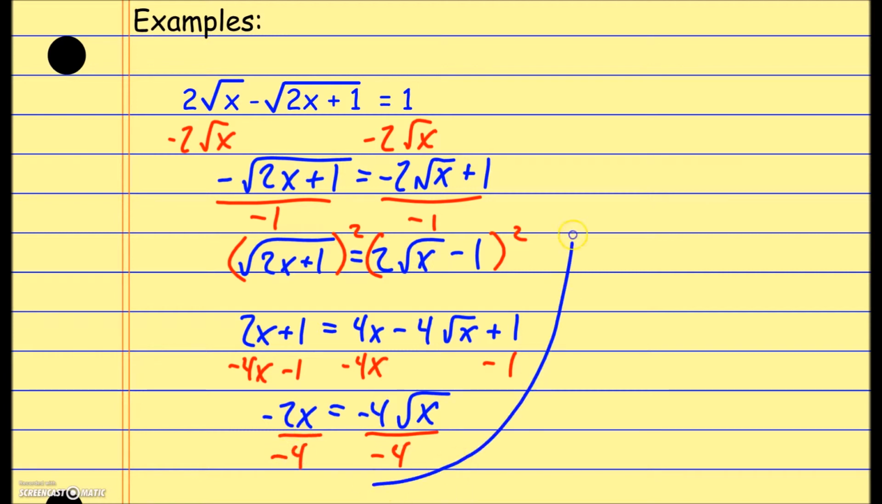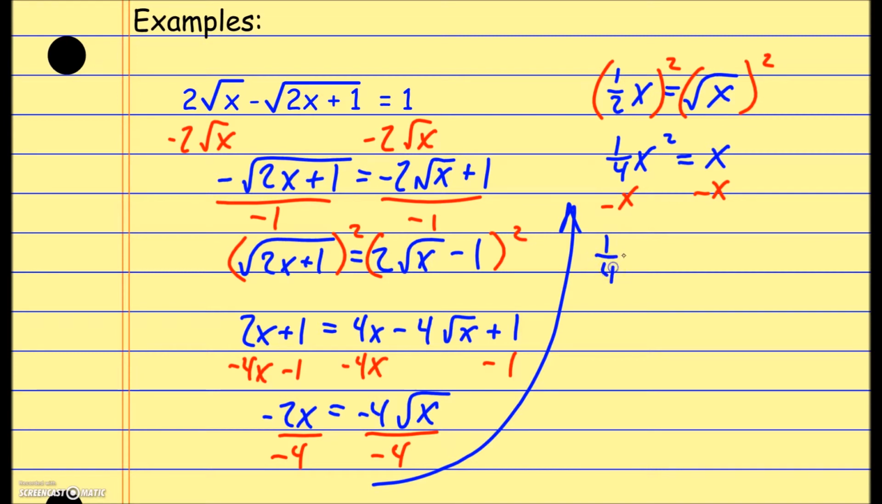When I do that, let me bring it up here. That's going to give me 1/2 x equals the square root of x. And now I'm going to undo the second radical now that I have it by itself. So I square each side. That's going to give me 1/4 x squared equals x. And now to solve this one, I'm going to subtract the x from each side.